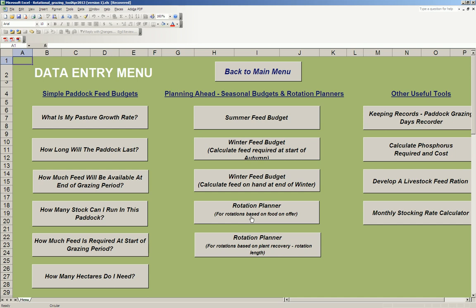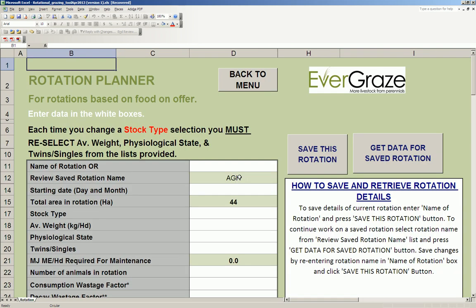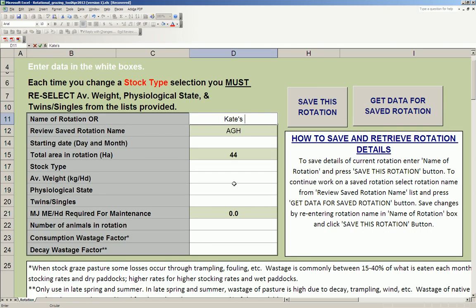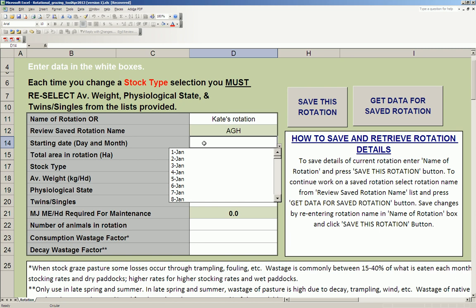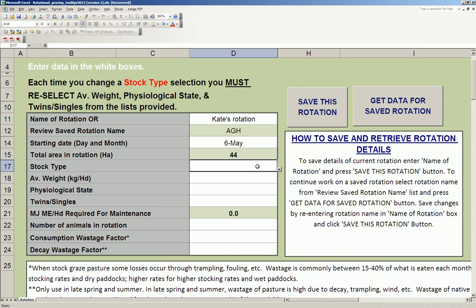Okay. So the first thing I have to do when I get into the planner is name my rotation. So I'm going to say Kate's rotation. Now the start date of my rotation, I'm in May, so it's the 6th of May. Now that's the date that you want to measure all your pastures to say how much feed have you got at the start of your rotation period.